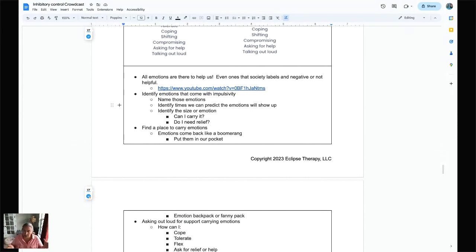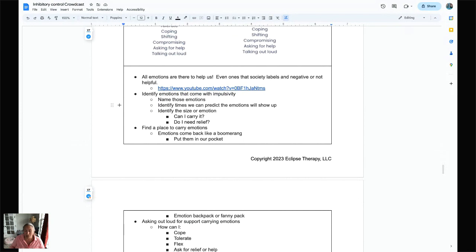So how can we predict what those are, the size of them? Can I carry it? Do I need relief? Can I find a space? This is another thing that I physicalize a lot with kids. I'll actually write emotions on rocks. We'll have a small mad, a medium mad, and a large mad. And they'll create an emotion backpack, an emotion fanny pack, a shoulder bag, something. I've actually done this with kids on bikes with pockets, but how big is that emotion? What is the size of it?